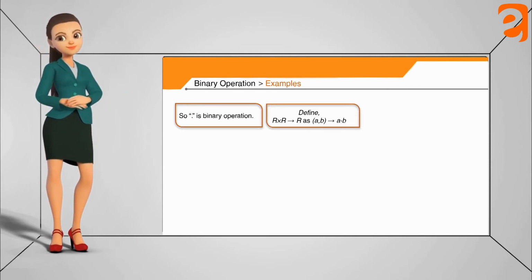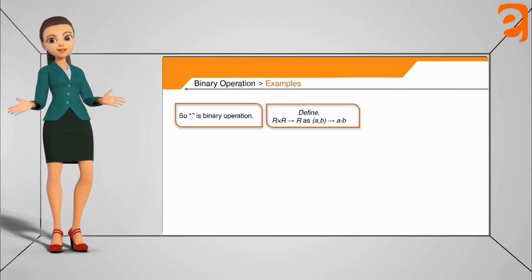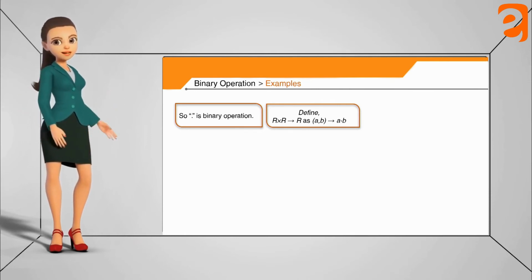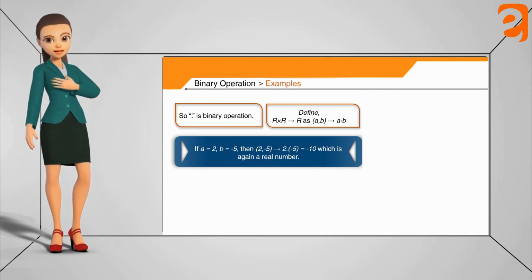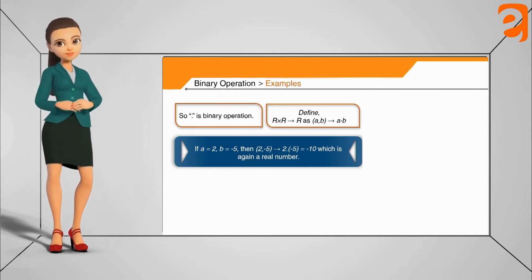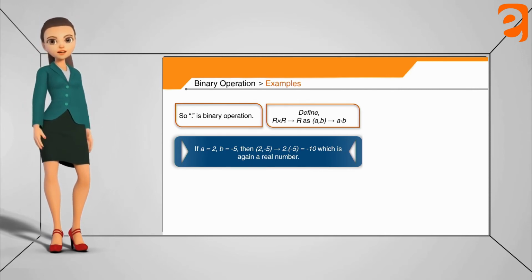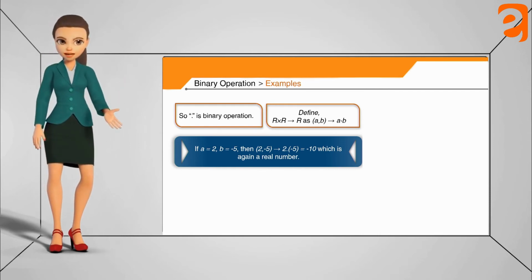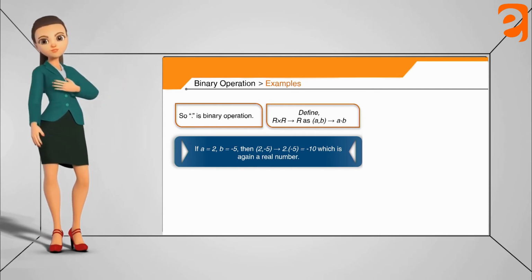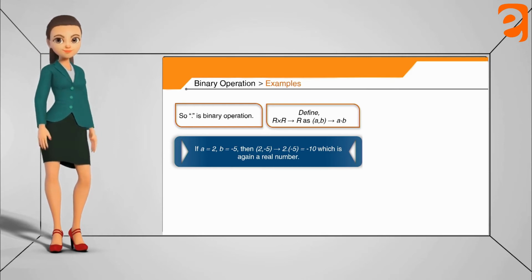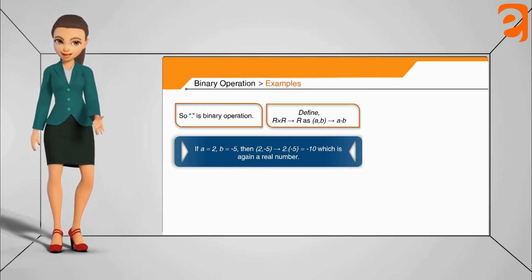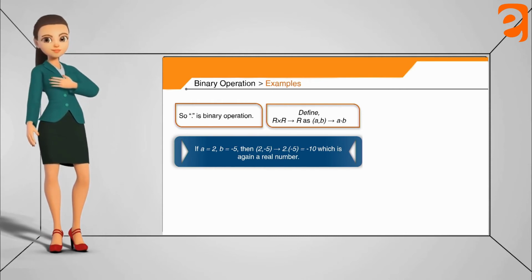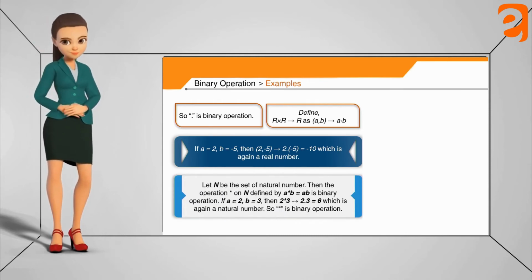Now let's define multiplication on the set of real numbers. It is defined as a dot b. Let's find out whether this is a binary operation or not. Here we take a equal to 2 and b equal to minus 5. If we multiply 2 and minus 5, the result is minus 10, and you know that minus 10 is a real number. So it is shown that multiplication is also a binary operation on the set of real numbers.